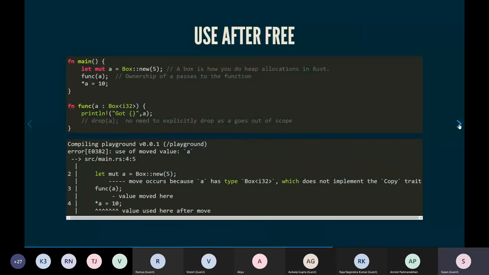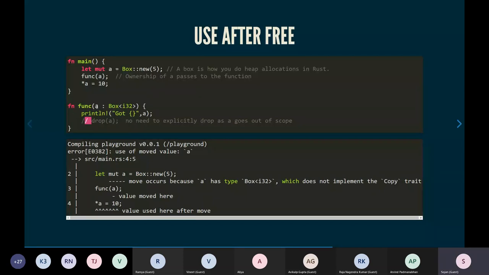So here is an example of use after free. There's function main. We create a variable on the heap. In Rust, the Box type is what helps you create memory on the heap. We initialize it with 5, and we pass that value into a function, and then we attempt to dereference it and assign 10 to it. What is happening in the function? The function is taking A and printing it. I've commented this piece out: drop A is basically freeing it. But in Rust, the moment a variable goes out of scope, it gets automatically deallocated, so this is not needed.